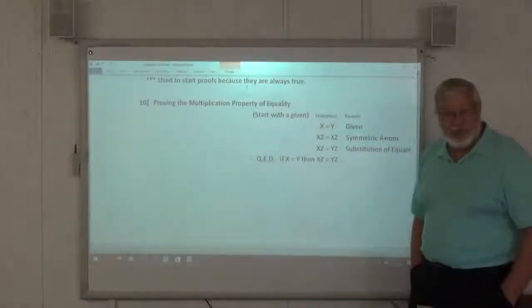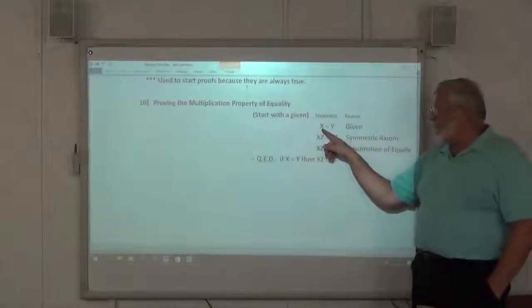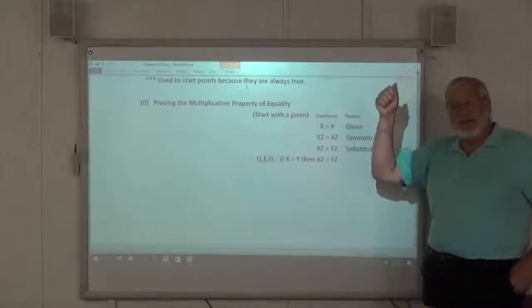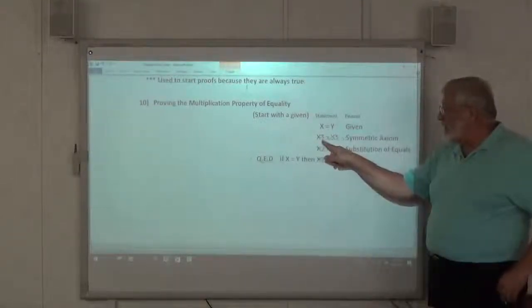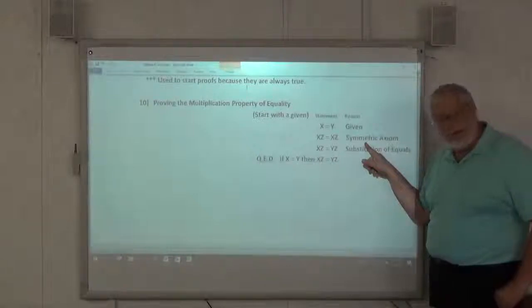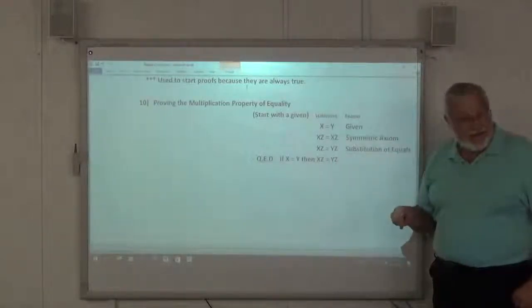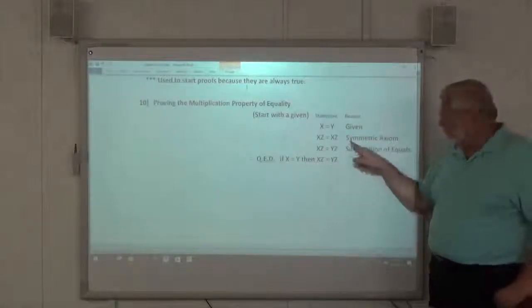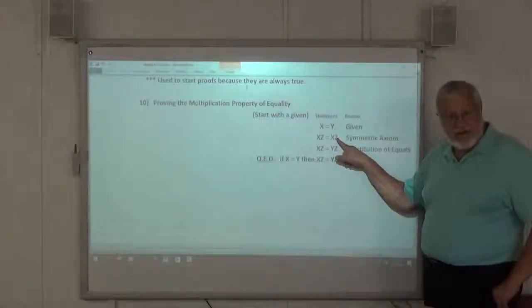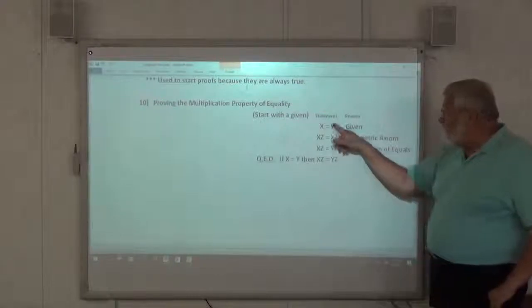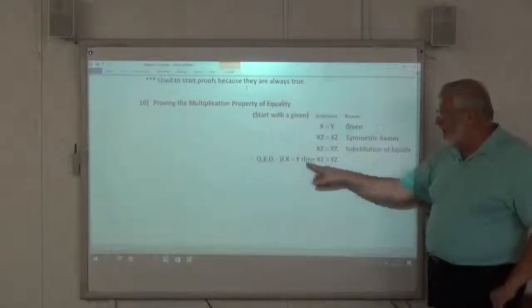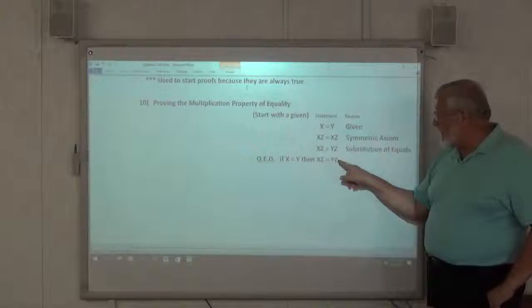Okay? Now, here's how you prove it's true. All right? I'm going to give you that X equals Y. All right? And then I know, because I'm a math scholar, that X times Z equals Y times Z, because that's the symmetric property of equality. Here's the first, here's the second. So the symmetric property of equality says this is true. Right? And now, by substitution of this X for a Y, I have this. And therefore, if X equals Y, then XZ equals YZ.